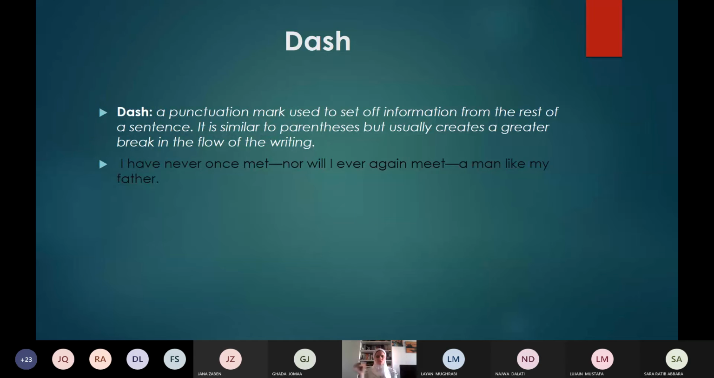And you know the dash. Why we use dash? To separate additional meanings to the sentence. I've never once met a man like my father, and he wants to say, nor will I ever again meet. So a punctuation mark used to set off information from the rest of a sentence. It is similar to parentheses, but usually creates a great break in the flow of the writing.